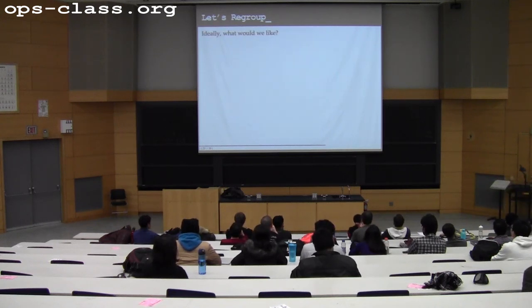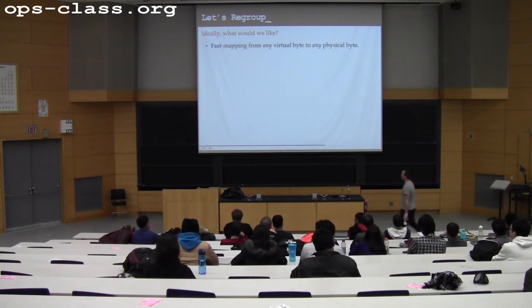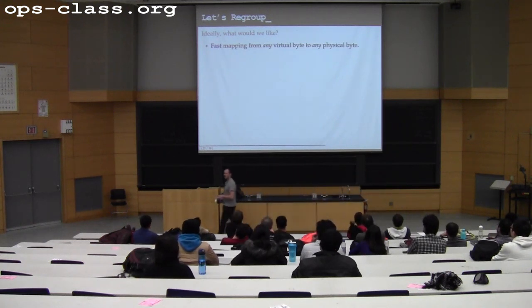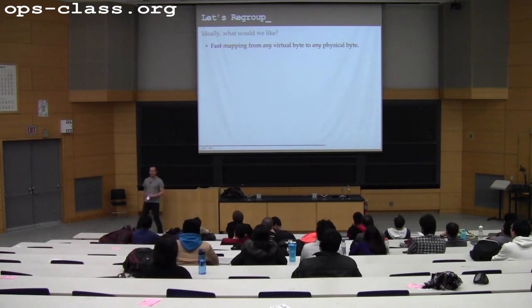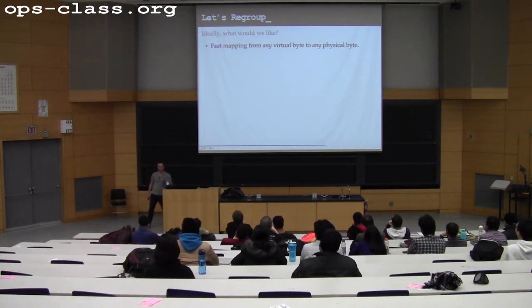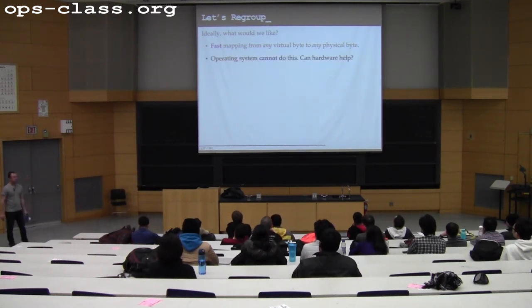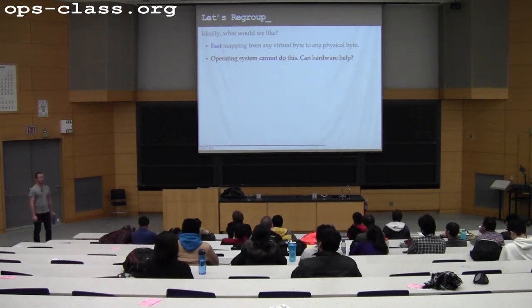Okay, so let's go back to something that we wanted. Right? At the beginning of the class, we said this was infeasible, but what we'd really like is to be able to quickly map from any virtual address to any physical address. This was the goal. This was, you know, the pie in the sky idea. And we said we couldn't do this because clearly this would take too much memory. But the other problem was this was going to be potentially slow.